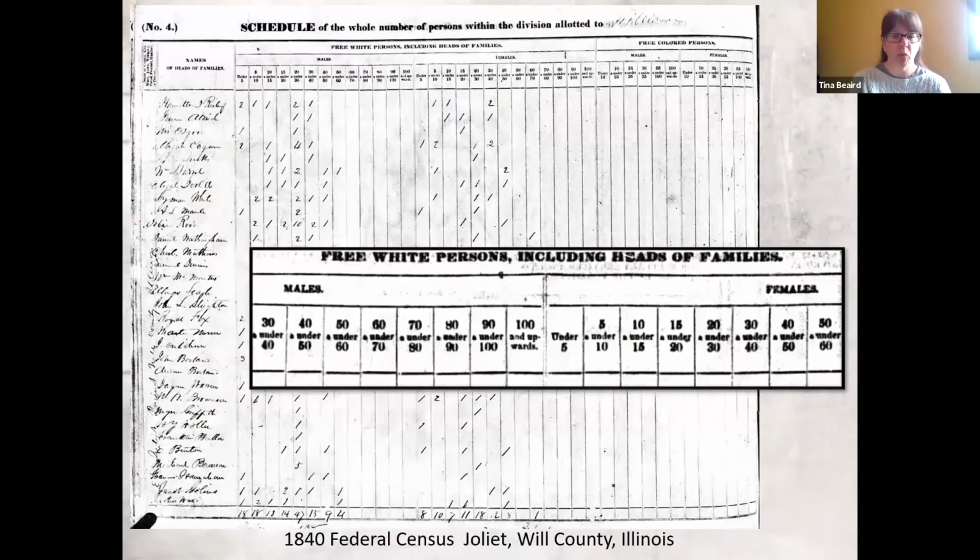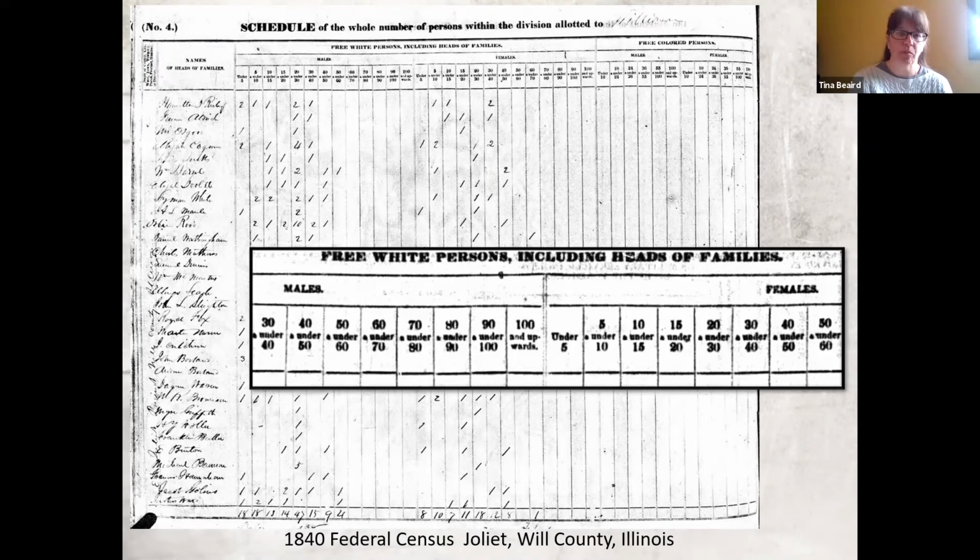So here's an example of one of those head of household censuses. This one's for the city of Joliet from 1840. You can see on the left-hand column, you have all of the names of the heads of households. So we have Reese, we have Doolittle, we have White, and then just a series of hash marks.